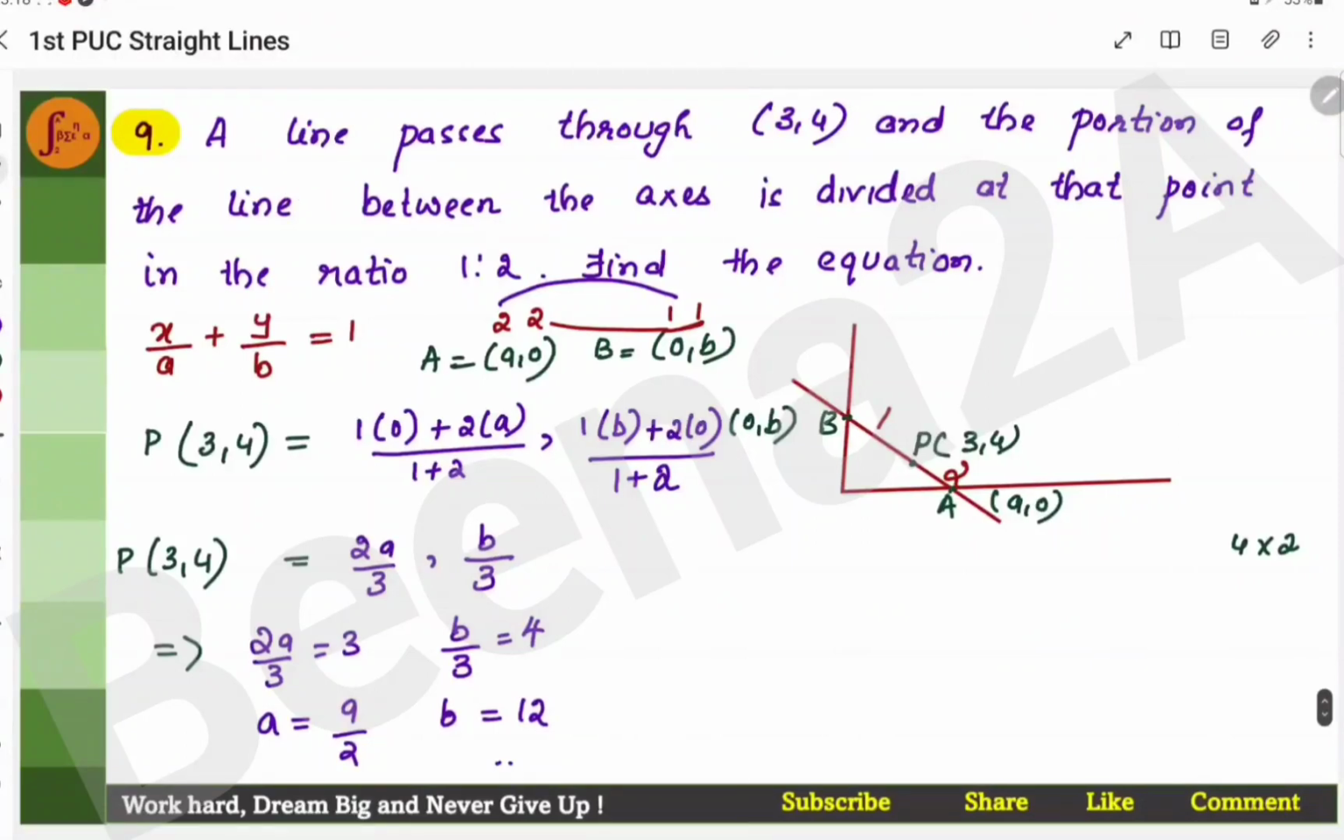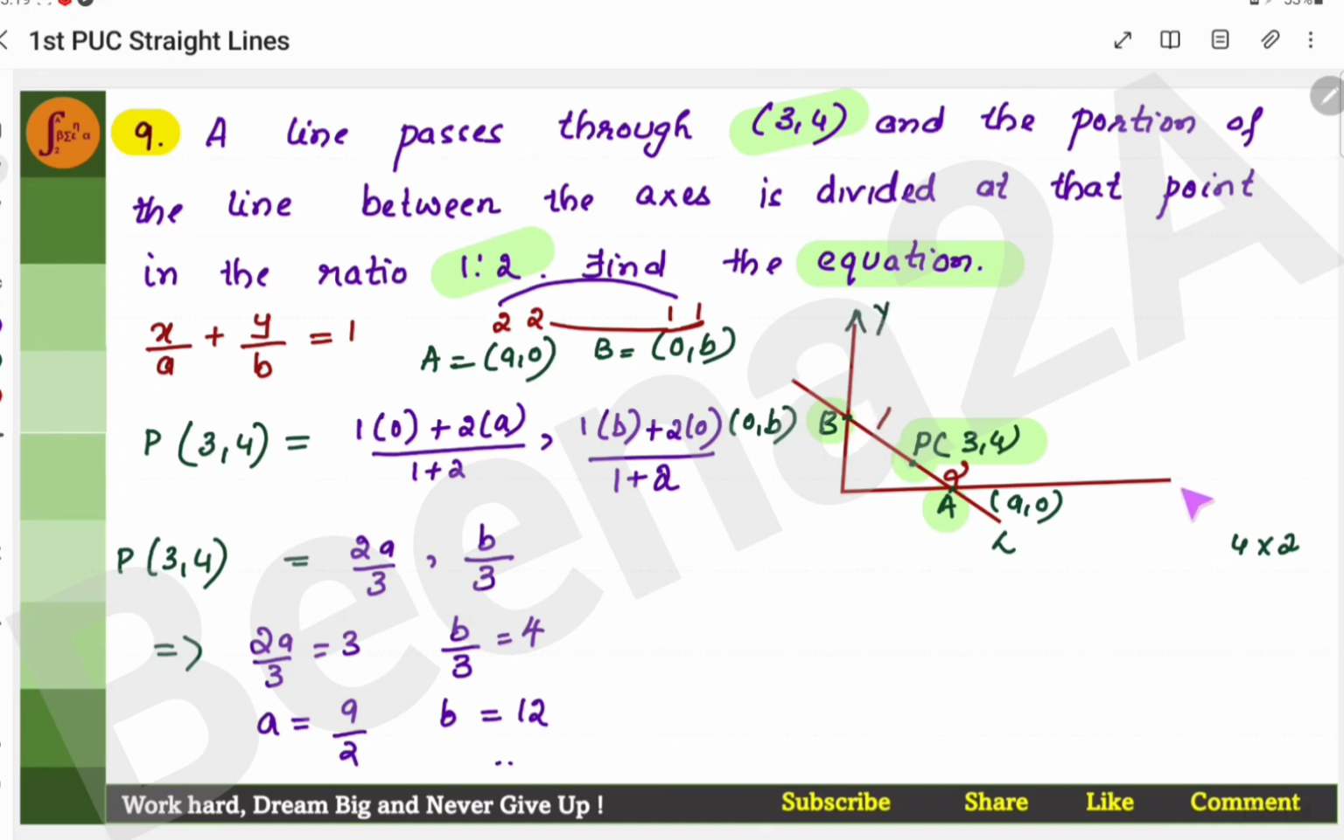Now next one. A line passes through 3, 4 and the portion of the line between the axes is divided at that point in the ratio 1:2. Find the equation. There is a line. Let's first draw. This is the line. It passes through a point 3, 4. This is the point. Let's call the line AB.